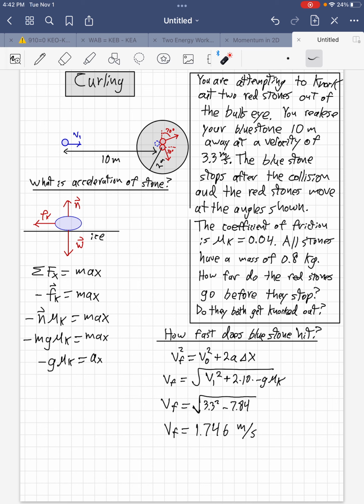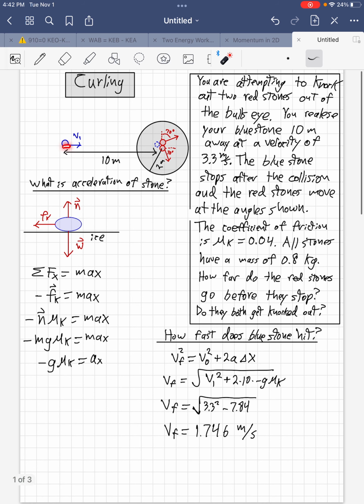So this is the ultimate question that we need to answer: how far do the red stones go before they stop? And you might look at this question and think, whoa, what the heck is going on? How can I solve this? Anytime you see a complicated problem, one strategy is to break it into pieces that you understand and start thinking about those individual pieces. And then you want to think about how those pieces connect together. All right, so I'll take you through my thinking.